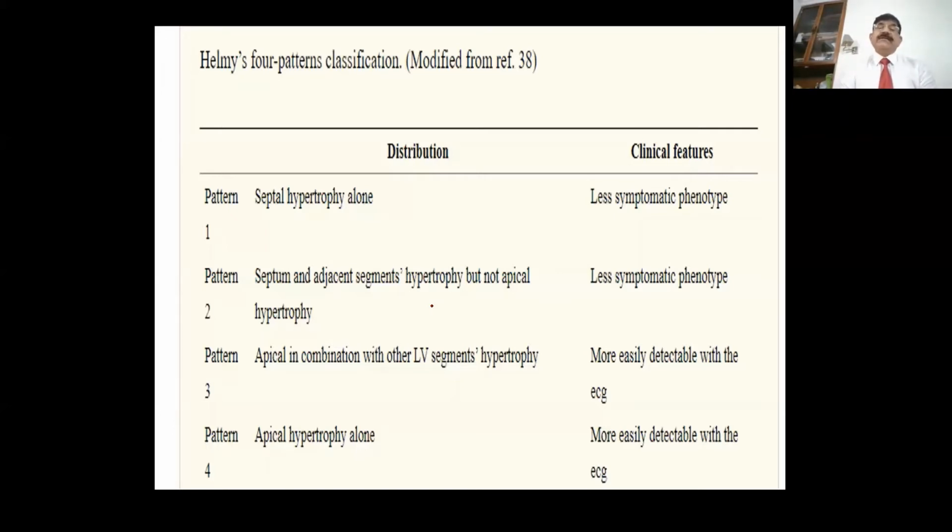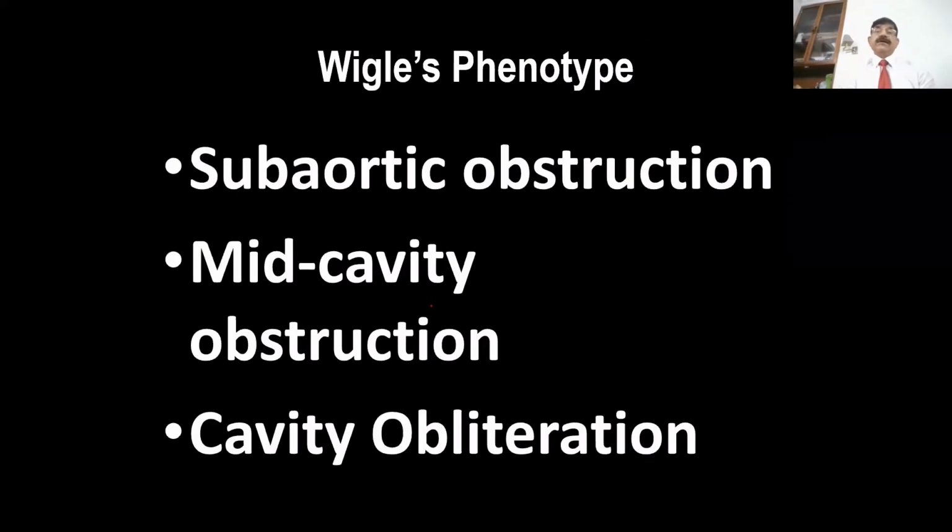In fact, somebody has modified that classification by Maron and said that you can have septal hypertrophy alone, which is called pattern 1, septal and adjacent segments pattern 2, apical hypertrophy in combination with other segments pattern 3, and apical hypertrophy alone as pattern 4. So there is another classification also, called Wigle's phenotype, which we quite often use. It has subaortic obstruction, so-called IHSS, mid-cavity obstruction, and cavity obstruction.